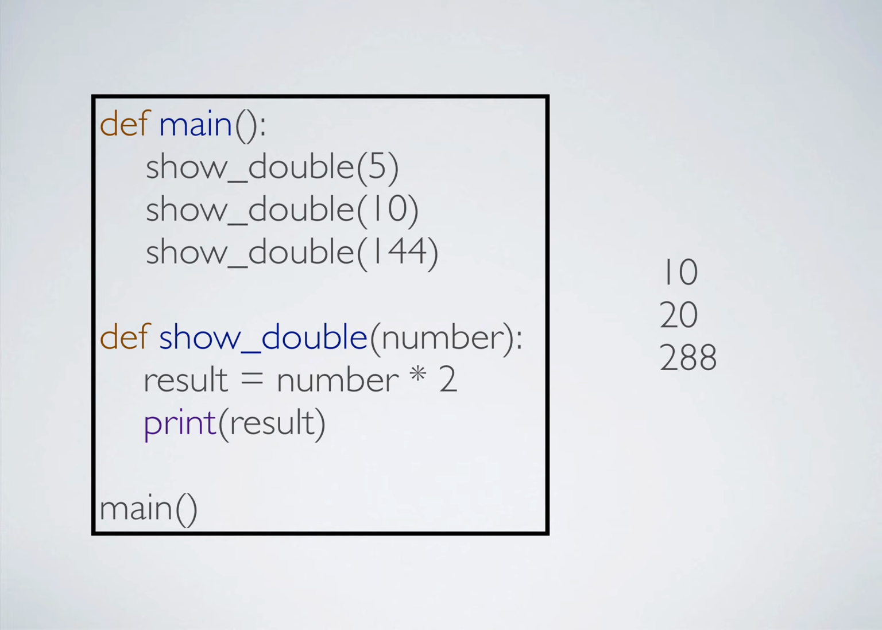So the first time we call show double, the argument is 5. So number gets the value 5. So when you multiply that by 2, you're going to get 10. Second time we make the function call, the argument is 10. So number gets the value 10, which is how we get 20 as a result. That's 10 times 2. Third time we call the function, the argument is 144. So number gets the value 144. So then when we print result, it'll print 288.